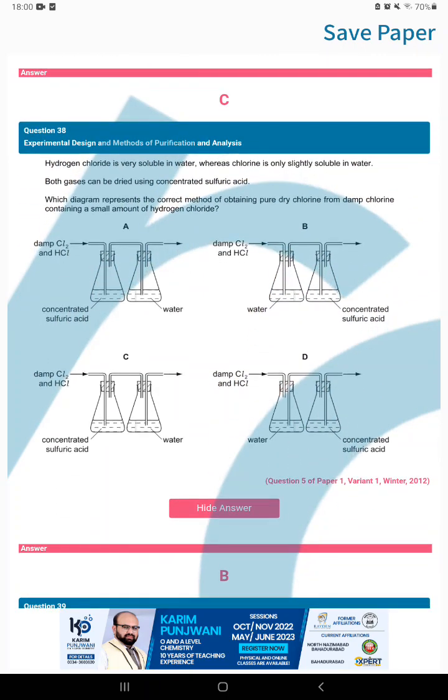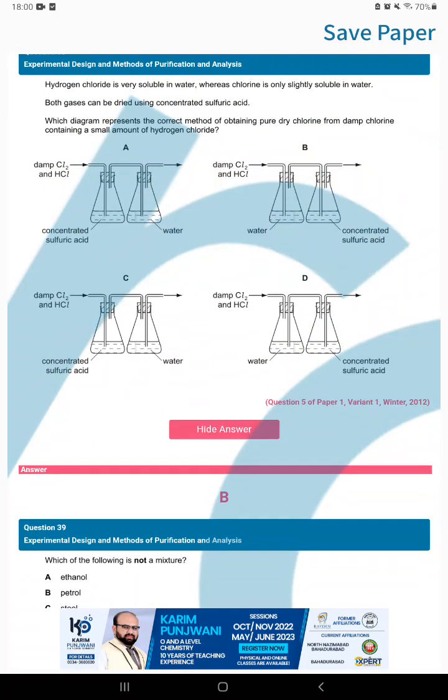Question number 38. Hydrogen chloride is very soluble in water, whereas chlorine is only slightly soluble in water. Both gases can be dried using concentrated sulfuric acid. Which diagram represents the correct method of obtaining pure dry chlorine from damp chlorine containing a small amount of hydrogen chloride? You can see the difference. What's the difference given over here?